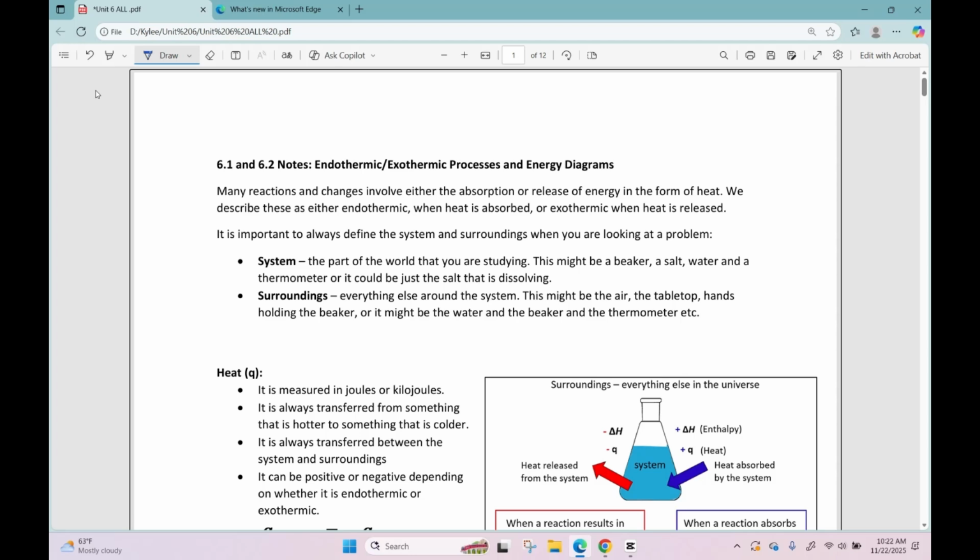The good news is that if this is your second chemistry class, so you may have had a first year chem class, the concepts of endothermic and exothermic and energy diagrams are usually covered in those classes. So hopefully this should not be new information to you.